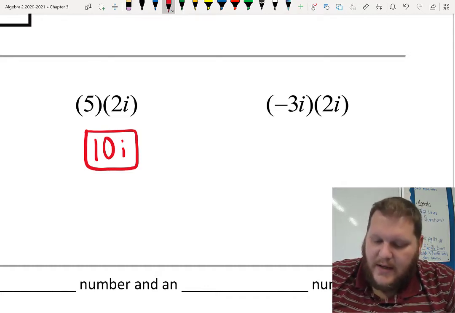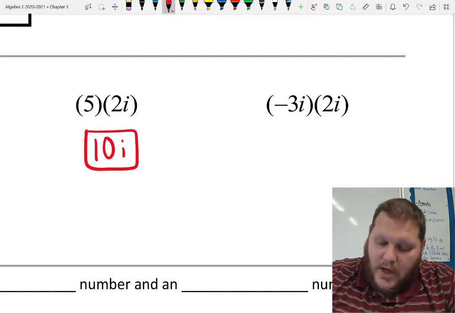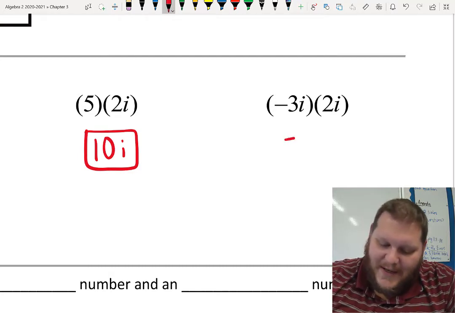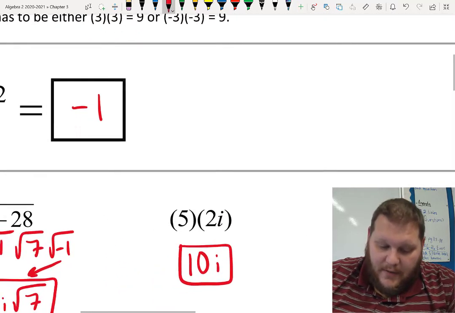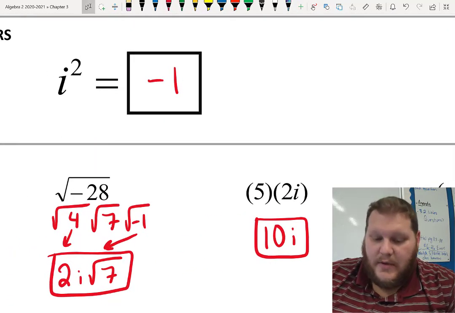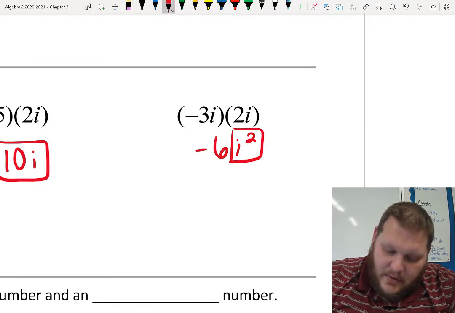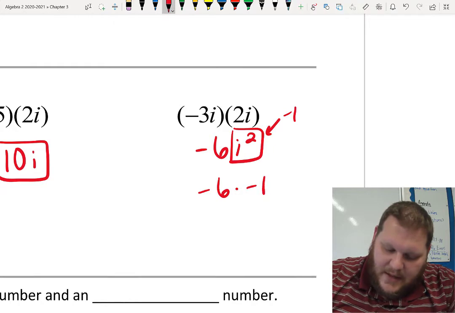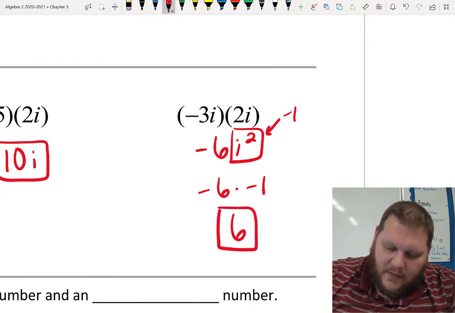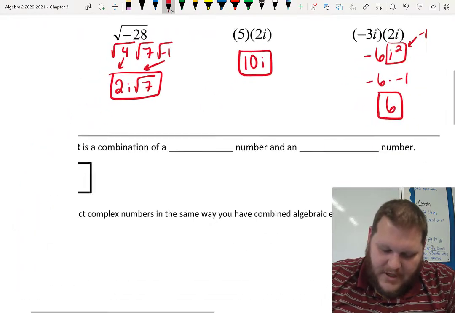So here, 3i times 2i, just like I would do if this is a regular variable, coefficients get multiplied, so 6, and then my variables get multiplied together to give me i squared. However, if you look above, we said that i squared was negative 1, so I just have to make sure I do that substitution, where here we know that this is negative 1. So negative 6 times negative 1 means negative 3i times 2i is positive 6. Okay.